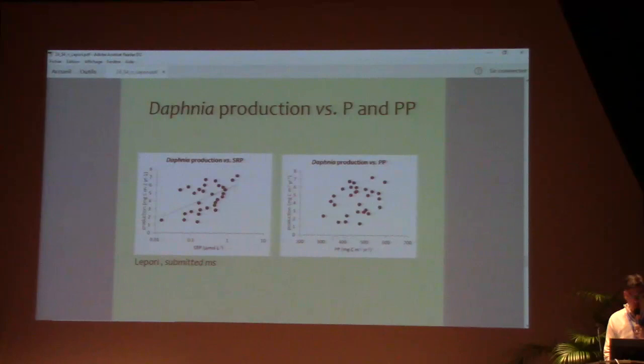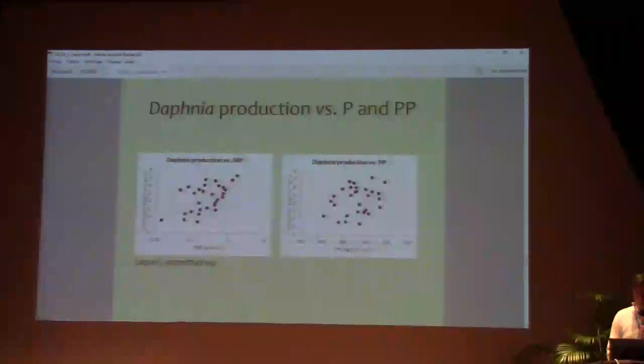Now, this second slide about the results shows the relationship between herbivore efficiency and the production of Daphnia. As you can see here, there was a positive significant relationship between the two. So it turns out that Daphnia production was the main driver of herbivore efficiency in this lake.